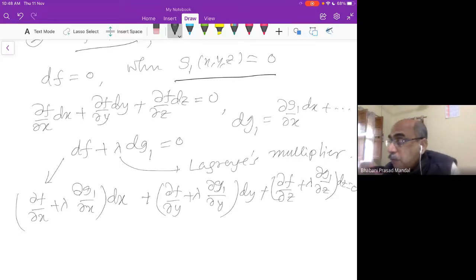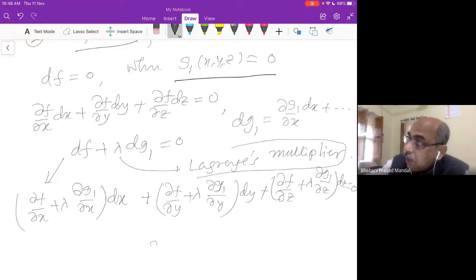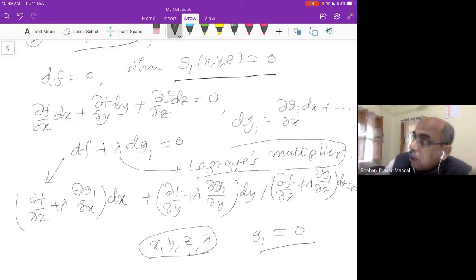Now we have not 3 variables, now we have 4 variables. How 4 variables? x, y, z and lambda. Lambda is the multiplier; it is also a parameter kind of thing. So instead of just x, y, z, I have lambda. So four unknown variables and one condition, g1 equal to 0. So I can expect that of these four variables, with one condition, three of them will be independent.